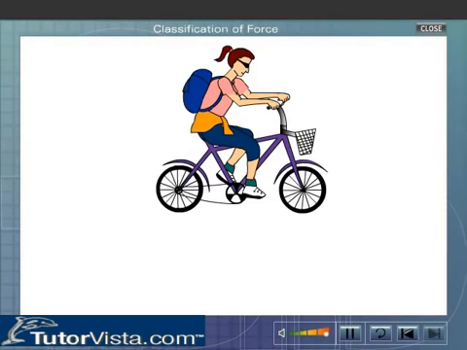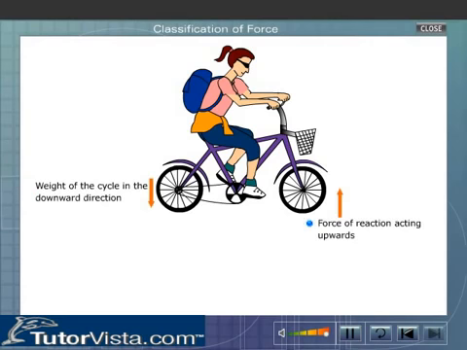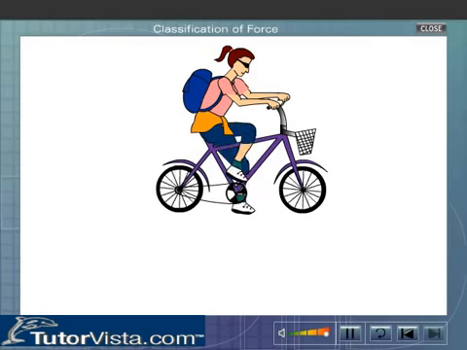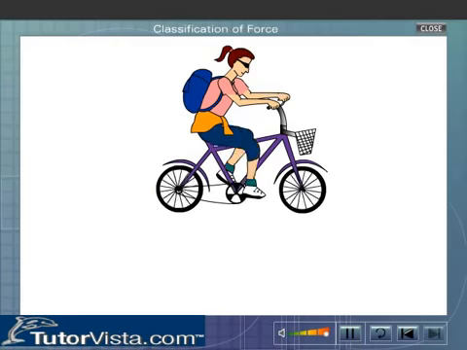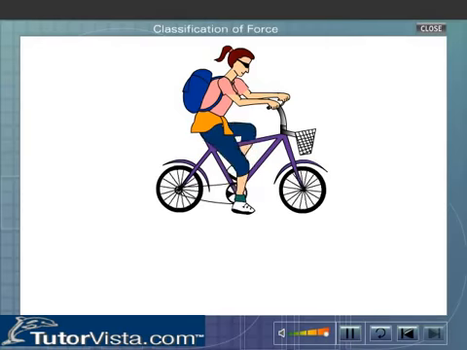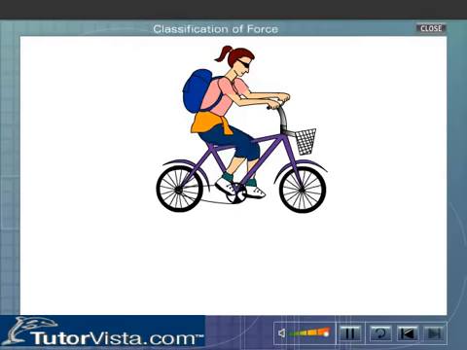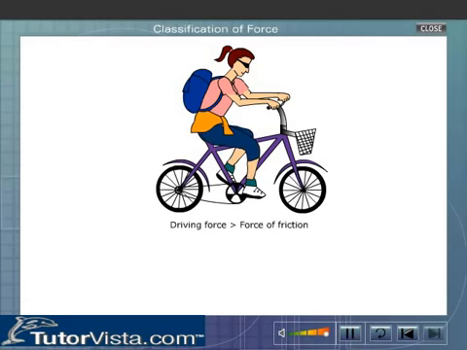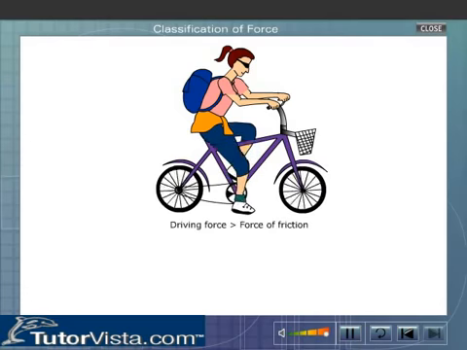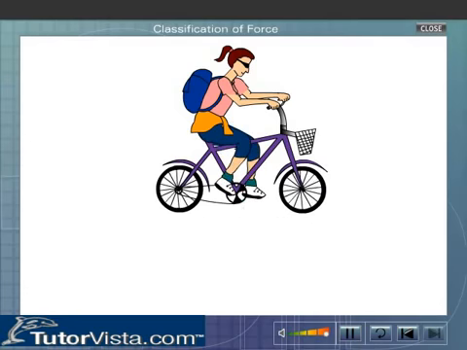To know this, let us examine the forces acting on the cycle in motion. When a cycle is at rest, only two forces are acting on it. The forces are the weight of the cycle in the downward direction and the force of reaction acting upwards. Force is applied on the cycle to set it in motion. This force acts in the forward direction. The force of friction acts in the opposite direction. As long as the driving force is greater than the force of friction, the cycle remains in motion.